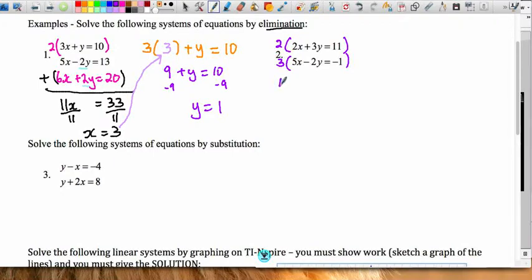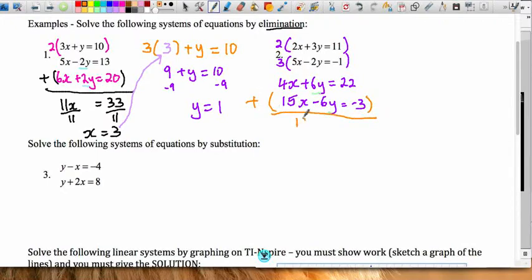So I'm going to multiply that out. 4x plus 6y is equal to 22. Multiply out the second equation. 15x minus 6y is equal to minus 3. And now what you can hopefully see is I've managed to get the y's to line up but have opposite signs. I go ahead and I add those two equations to each other.